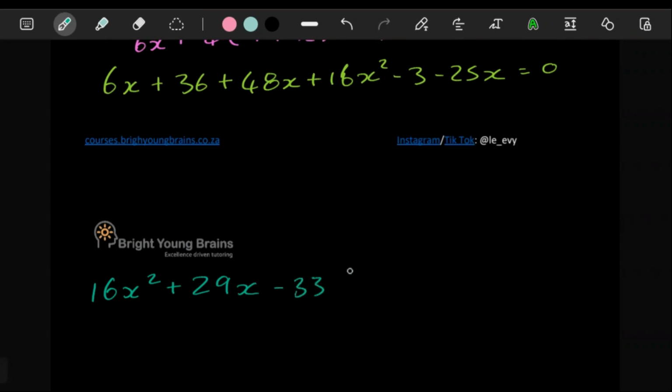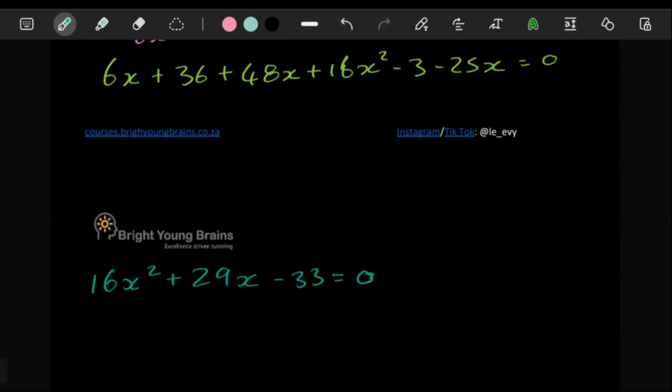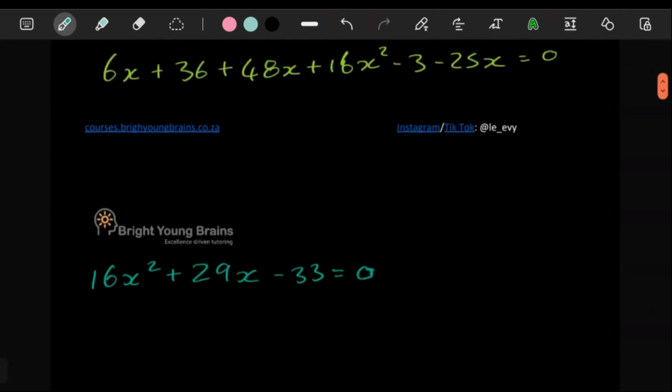And then that's like what? 33 is equal to 0, right? Fine. Now, this is a nice quadratic equation, so we can easily just solve for x there without being bothered.